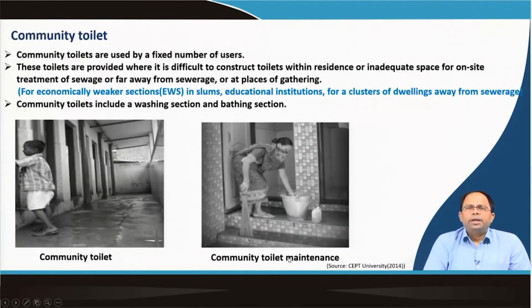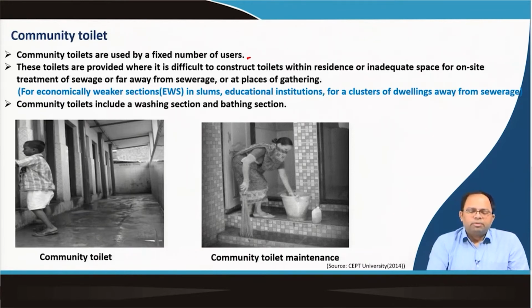Then we come to community toilets. Unlike public toilets, these are used by a fixed number of users. That means we design the toilets for a particular community or a particular group of people within that community, right? Or we can have multiple community toilets for a particular community. So, there is a fixed number of users, and based on that we will determine the number of WCs required, number of taps and urinals required, and maybe bathing areas requirement.